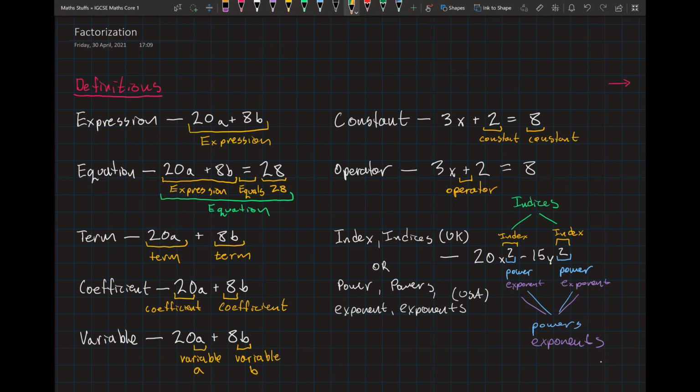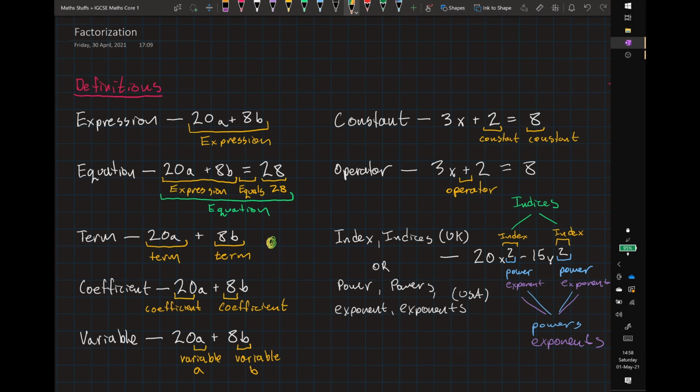Alright, so within an expression or an equation, we have these things called terms. So if we use that same example of 20a plus 8b again, that expression, 20a plus 8b, has two terms in it. So the first term is 20a, and the second term is 8b.